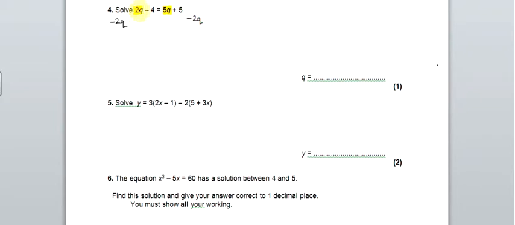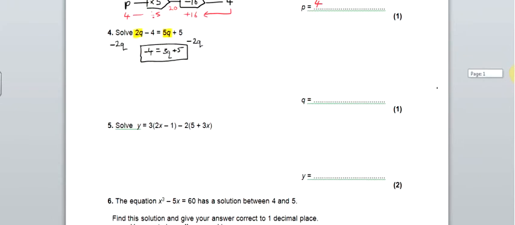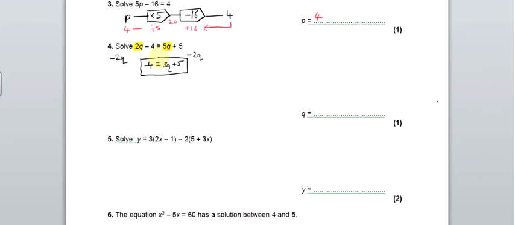So, subtract the 2q, by 2q, I'm left with a minus 4. And over here, 5q take 2q, well that's 3q, add 5. And that's the thing I was after, because believe it or not, that's the same sort of equation that we solved in question 3. And I'm going to do it in the flowchart.